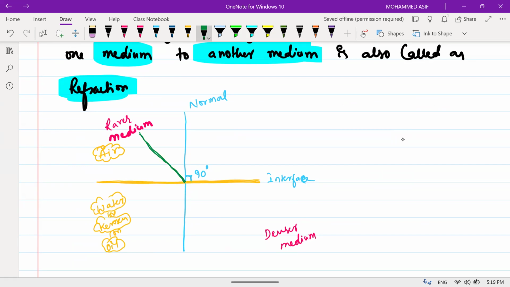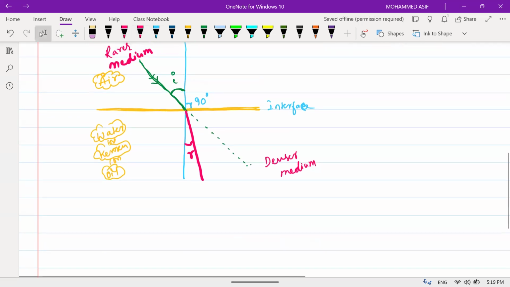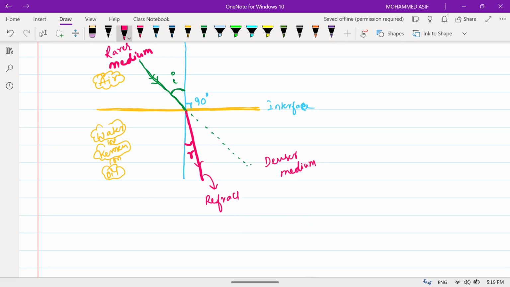Now see here, when a ray of light is entering from the rarer medium like this, in a straight line, I told you this angle with the normal is called the angle of incidence. Actually, light will always travel in a straight line like this. But due to the medium, it is bending towards the normal like this. This angle is called refraction. So the bending of the light is known as refraction. This is your refracted ray in the denser medium. It is bending.